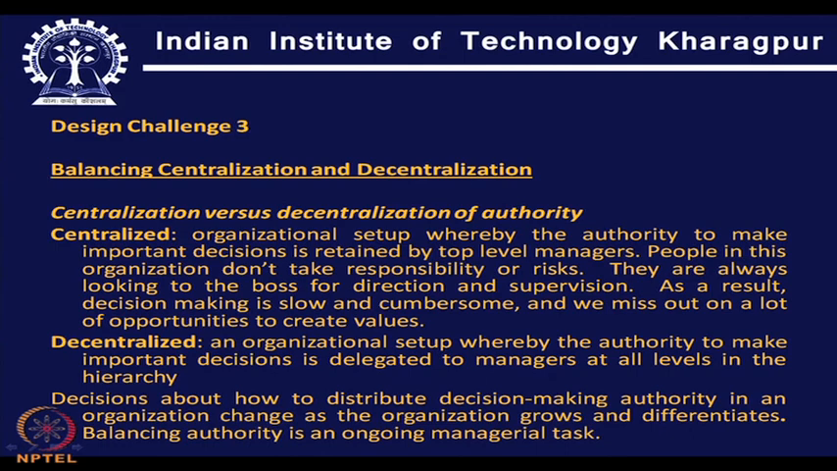In a centralized organization, the authority to make important decisions is retained by the top level managers. People in this organization do not take responsibility or risks. They are always looking to the boss for directions and supervision. As a result, decision making is slow and cumbersome, and it misses out on a lot of opportunities to create value.